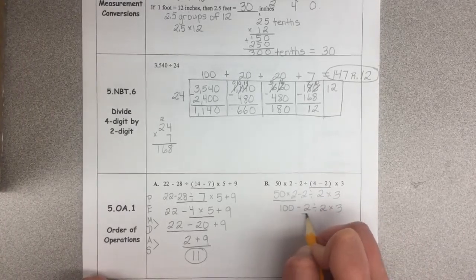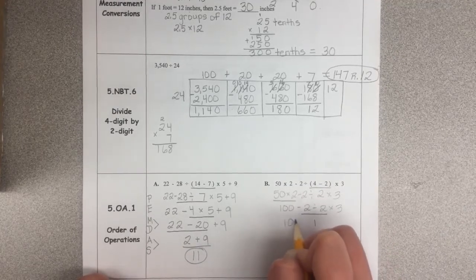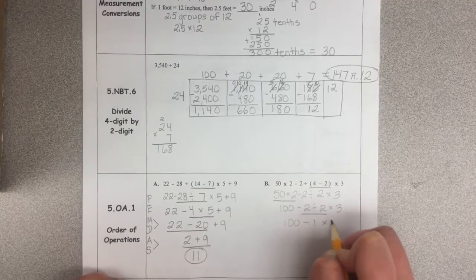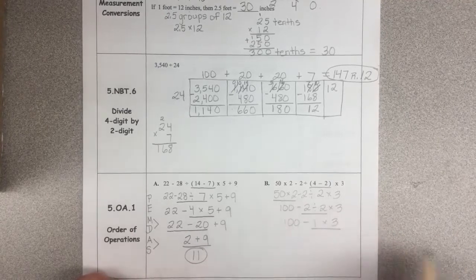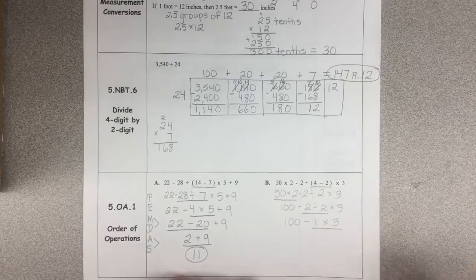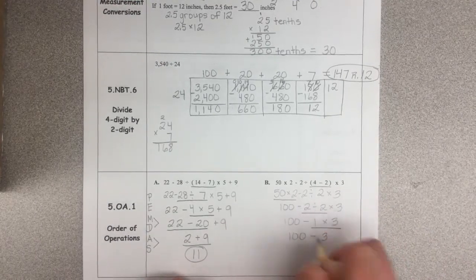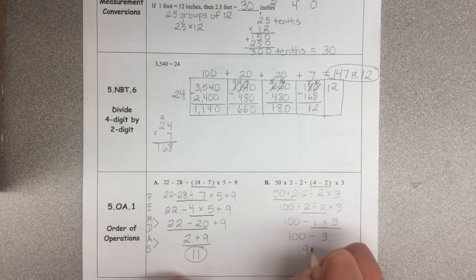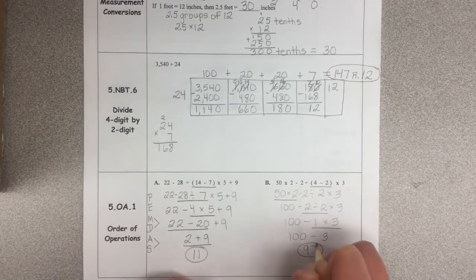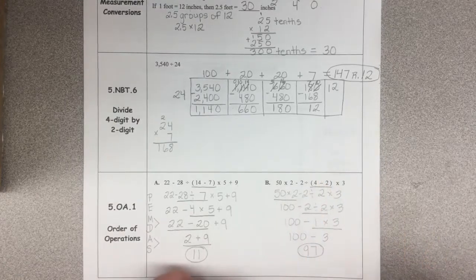I still have some more division and multiplication. 2 divided by 2 is 1. So I have 100 minus 1 times 3. Have to finish up my multiplication and division step, working from left to right there. 1 times 3 is 3. And so I'm left with 100 minus 3, which results in 97. 97 is the simplified expression for the expression that we started with.